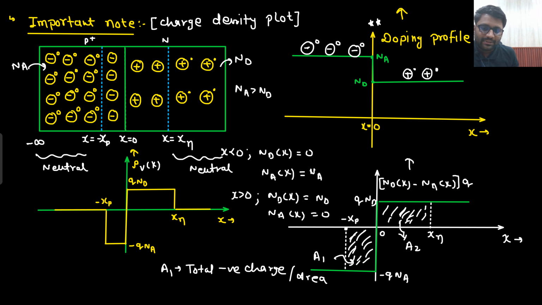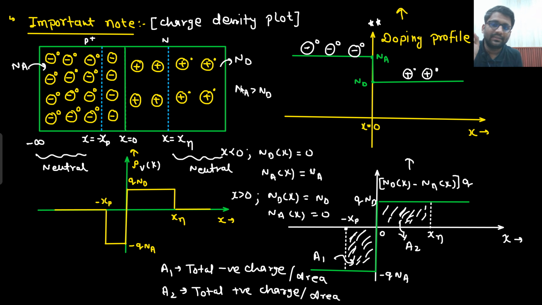And what would A2 represent? A2 would represent total positive charge per unit area. And I know that for electrical neutrality, since this particular semiconductor will be electrically neutral, A1 has to be equal to A2. And from there I would be able to get the relation between Xn and Xp.